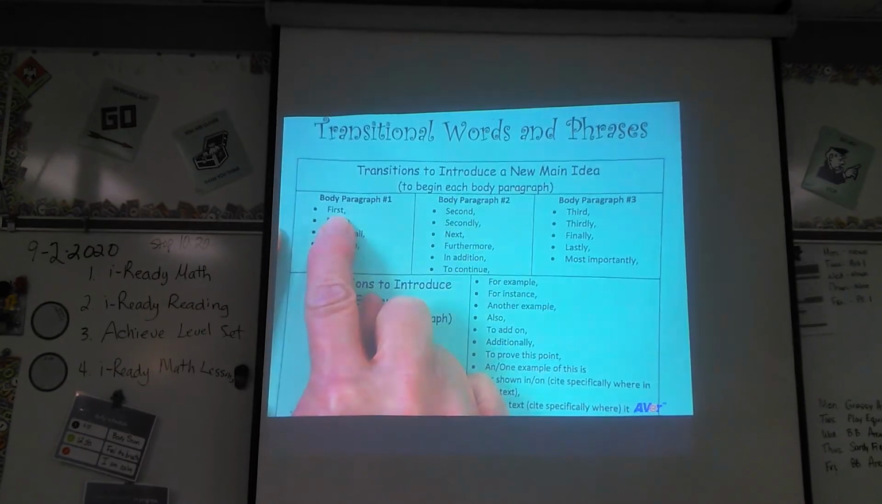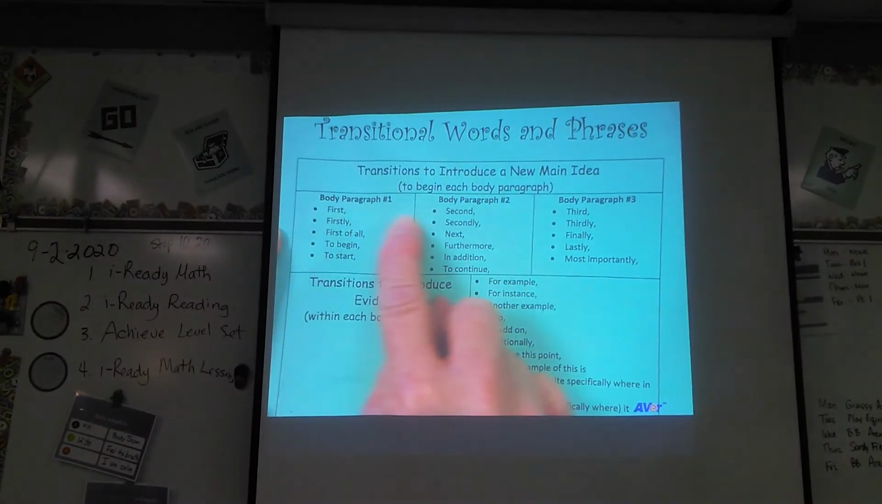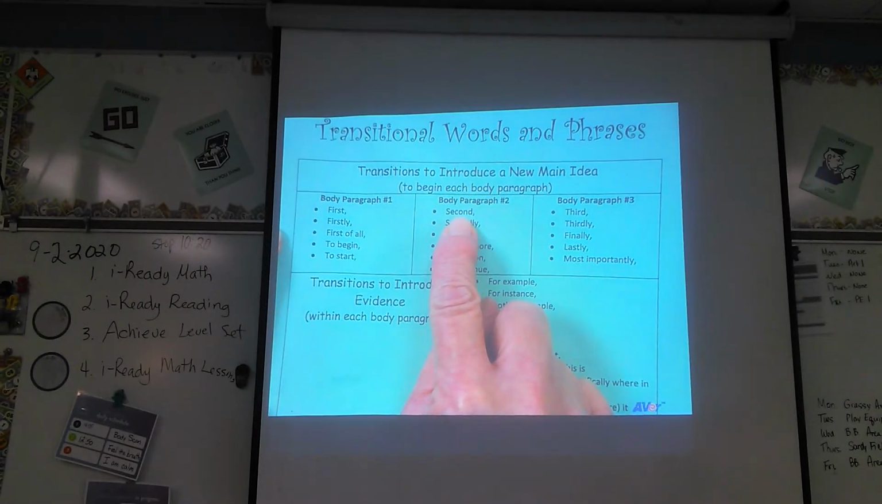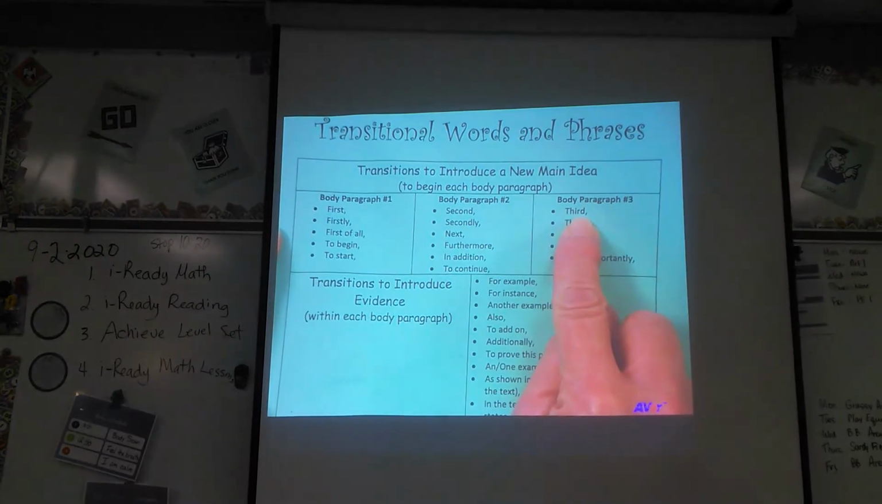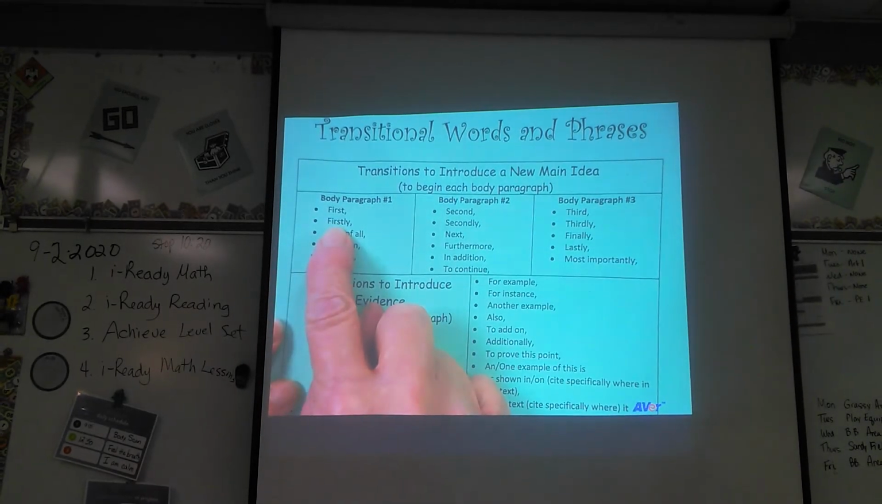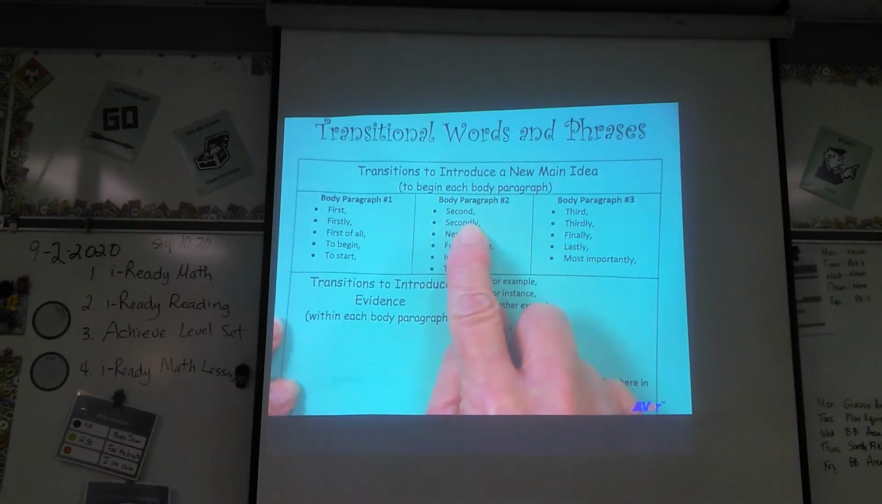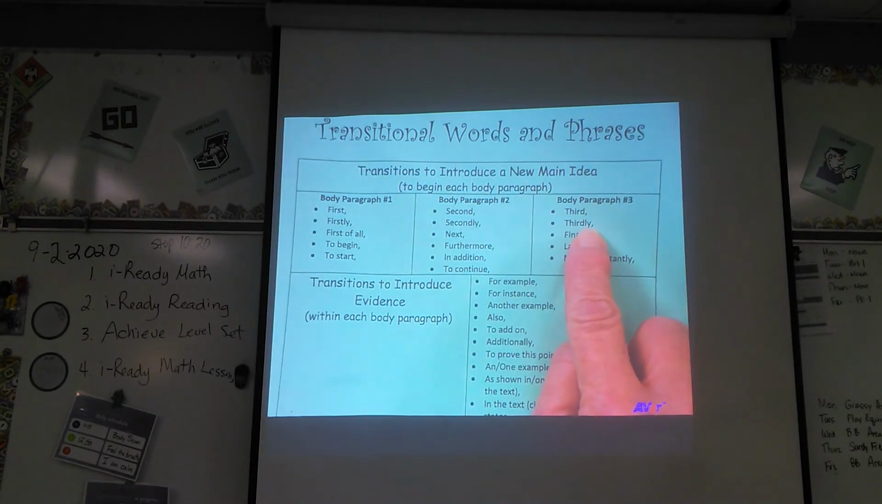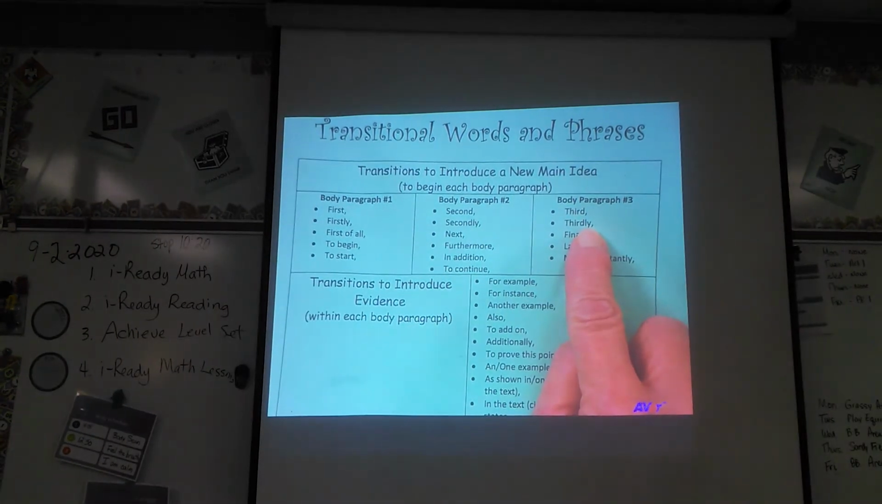So the first one you might say first, and then if you scoot over, you could begin that paragraph, Aiden, with second. The third body paragraph, you could begin with third. See how they go together? This next line, firstly, secondly, thirdly. See how they go together? They link, right? They link.